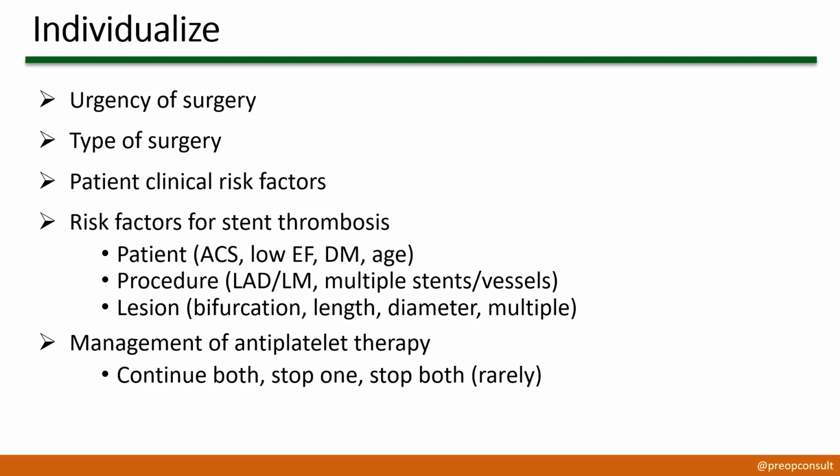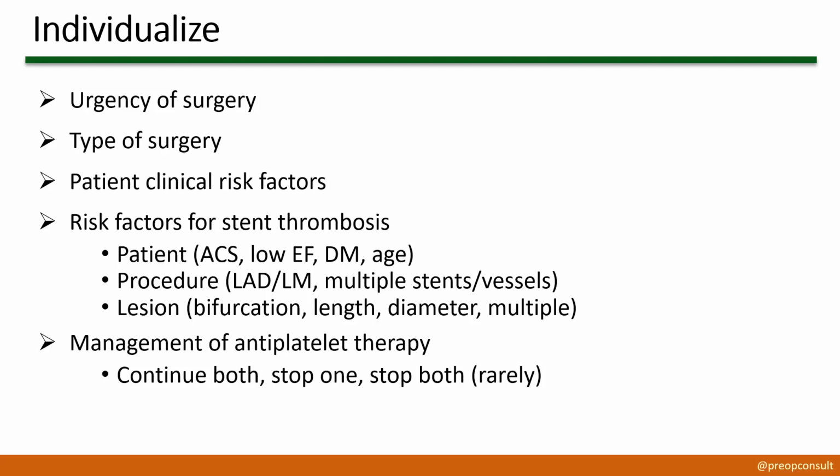On the patient side, if the stent was placed in the setting of an acute coronary syndrome, or the patient has a low ejection fraction, or diabetes, or is older, there's a higher risk for stent thrombosis. If the procedure involved stenting the LAD or left main, or they had multiple stents, there's a higher risk for stent thrombosis. And if the lesion was a bifurcation, long lesion, or narrow lesion, there's a higher risk for stent thrombosis. So it's important to get the cath report and find out exactly what was done, where was it placed, and what was the setting.